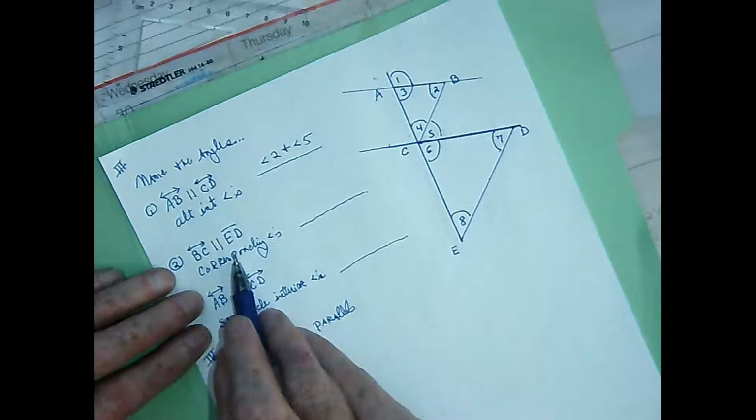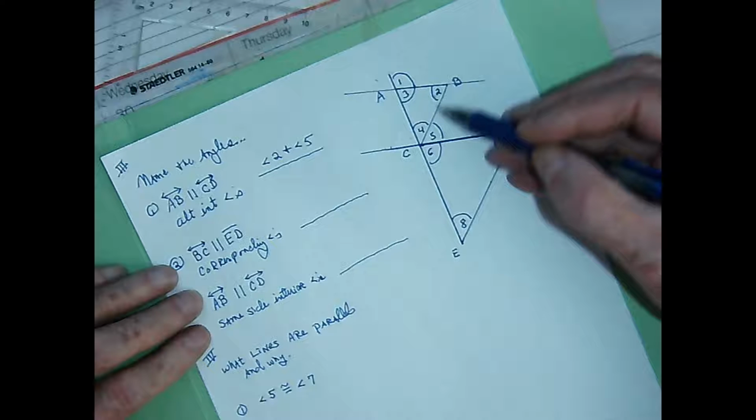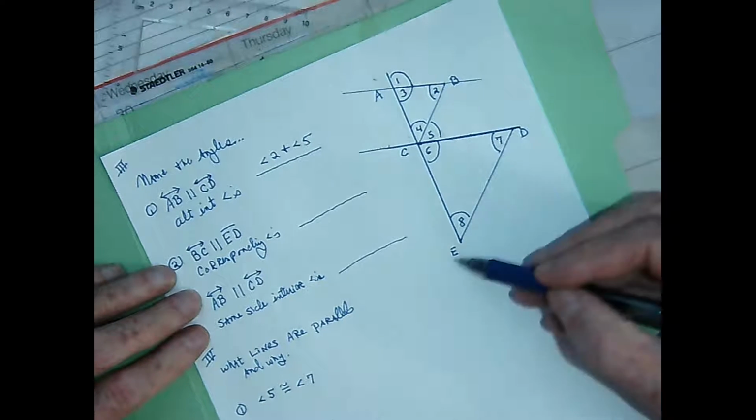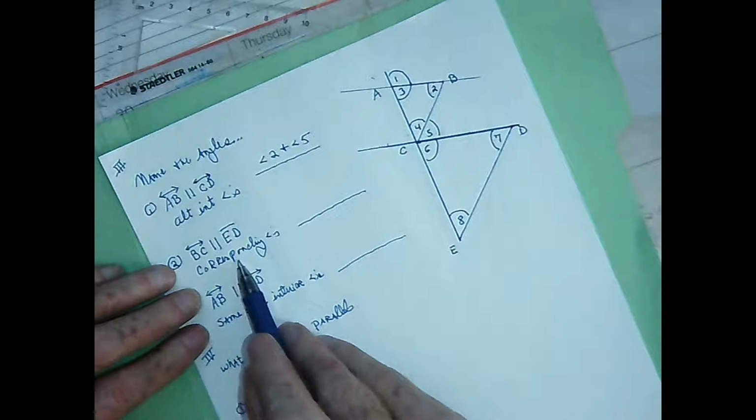In the next case, we want to talk about BC, this line, being parallel with ED, this line. So bear that thought in mind, and we're going to look for corresponding angles.